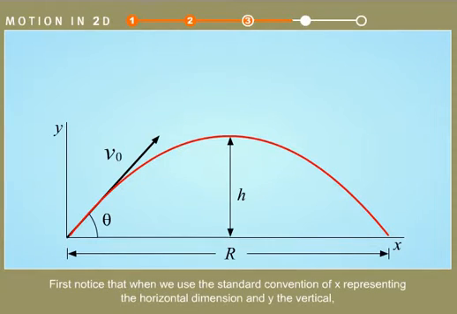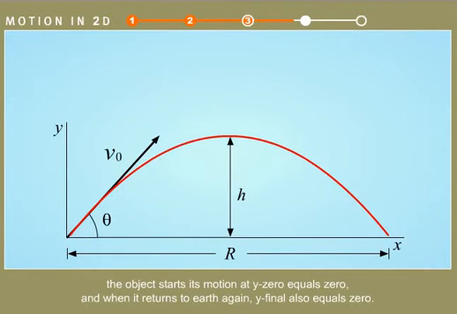First, notice that when we use the standard convention of x representing the horizontal dimension and y the vertical, the object starts its motion at y0 equals 0, and when it returns to Earth again, y final also equals 0.